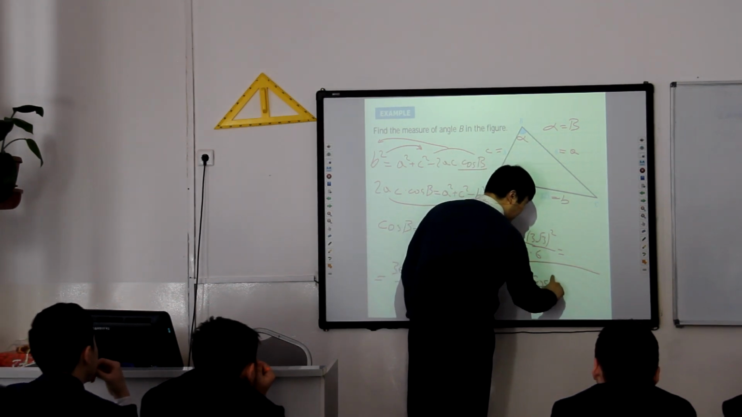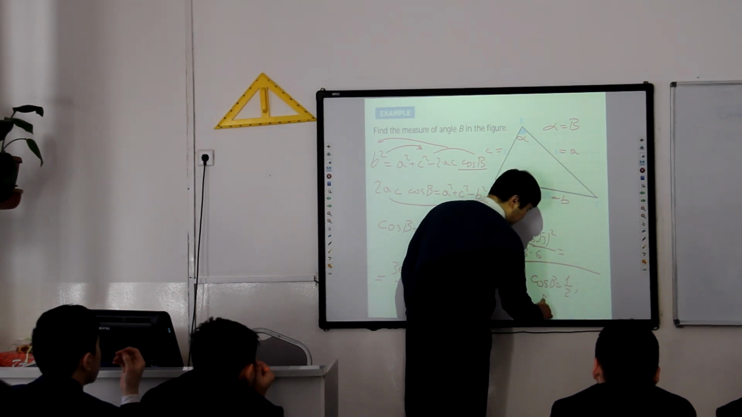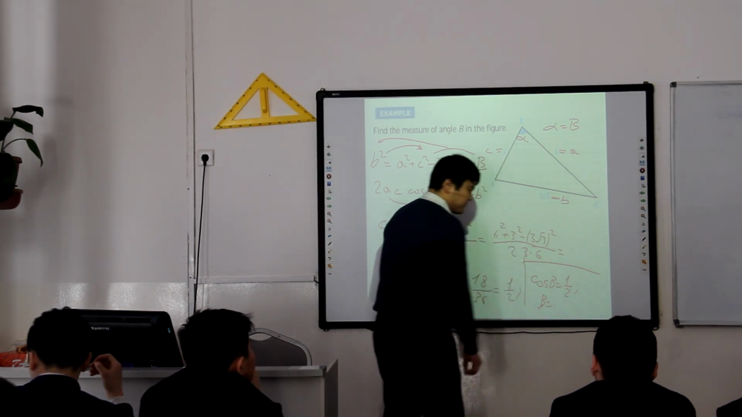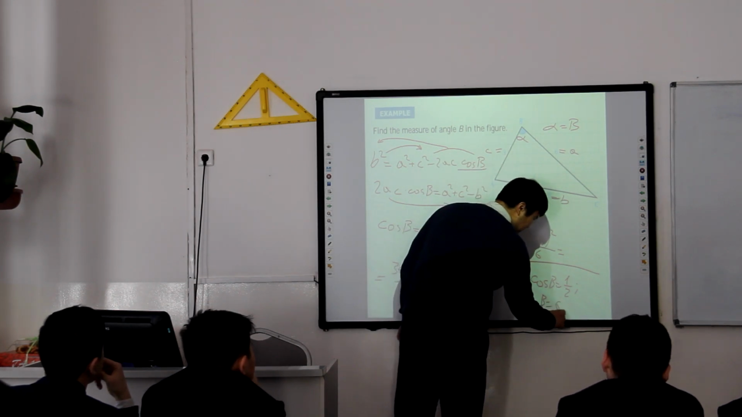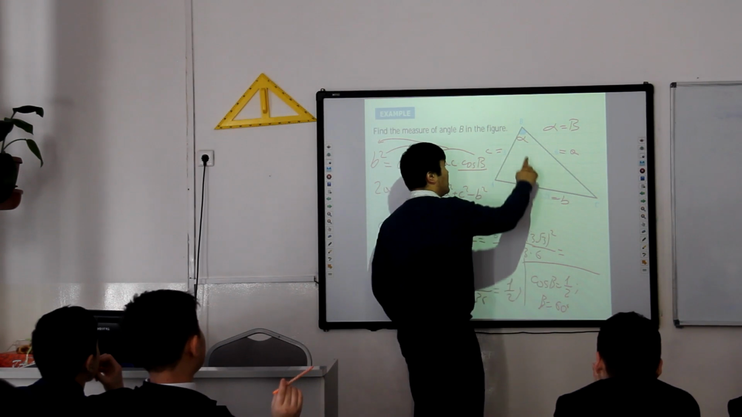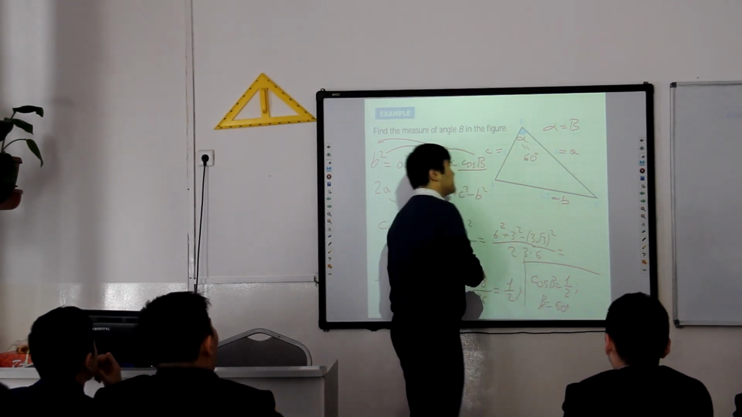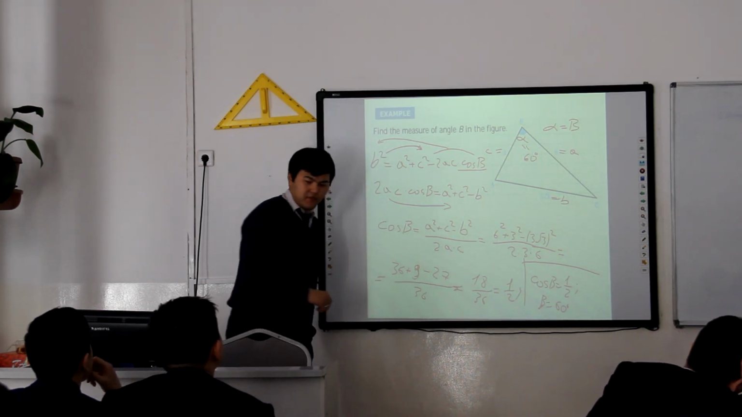Cosine B is equal to 1 over 2. Then what's B? Cosine 60, yes, 60 degrees. Now I can easily write that alpha is equal to 60 degrees. You see?